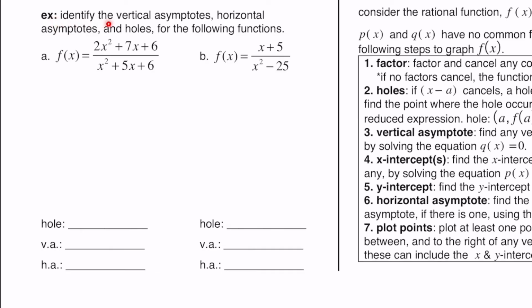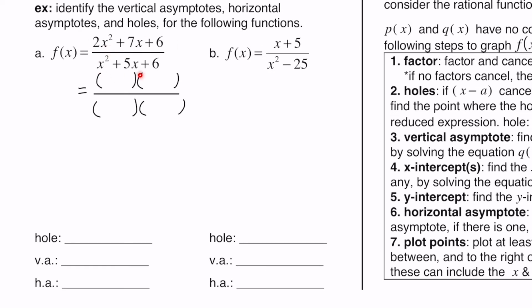This example says identify the vertical asymptotes, the horizontal asymptotes, and the holes for the following functions. So part A, we have f of x equals, and you can see the rational function. First step, we're going to factor the top and bottom. So we're going to factor the numerator and the denominator using t-charts. So this first polynomial becomes 2x plus 3 times the quantity x plus 2. And the denominator factors to x plus 2 times x plus 3.